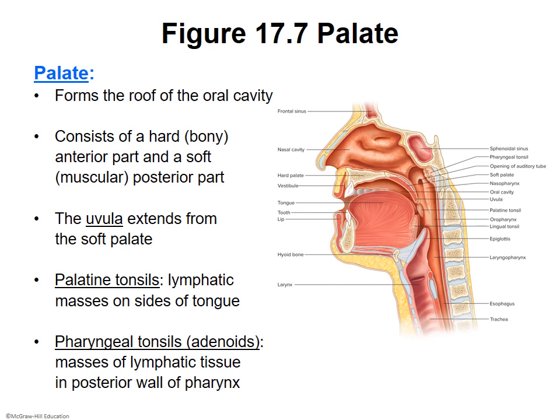So the palate, we said the palate forms the roof of the oral cavity. We have a hard palate and a soft palate. The uvula, as we said before, is part of the extension of the soft palate.